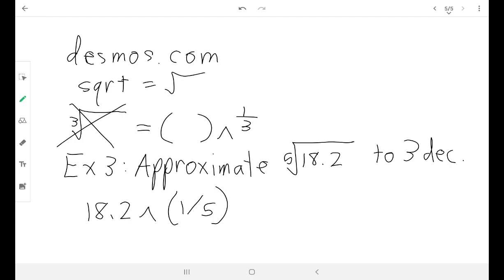Now, a lot of calculators will then show you that this is the same as writing 18.2 to the 1/5 power. So if you have a calculator that shows you that, then that's what you want. And then you just hit enter. And if you round it to 3 decimal places, you should get 1.787. So I'm going to give you a few to try like that, but I'm much more worried about the other part of it. All right?